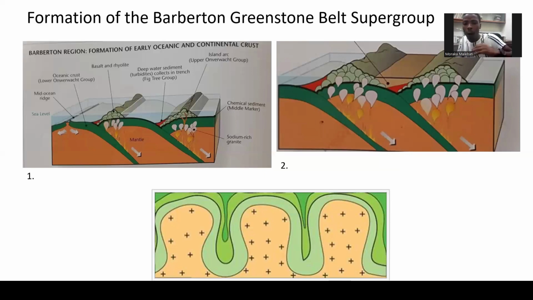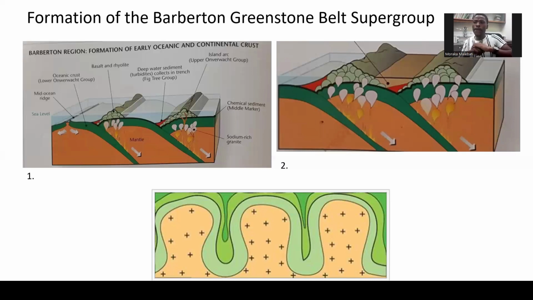All right, now these sediments will be deposited right within these trenches. Okay, these trenches now forming what we call turbidite and greywacke. All right, and now that it represents when we are forming these turbidite and greywacke, that is represented by what you call the Fig Tree Group.